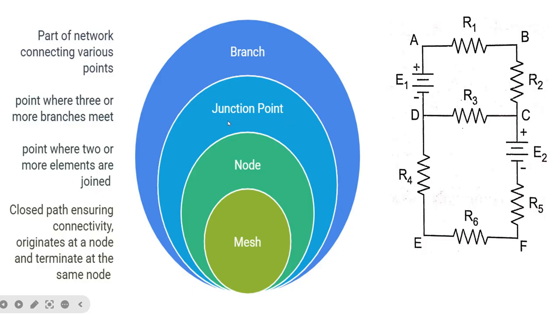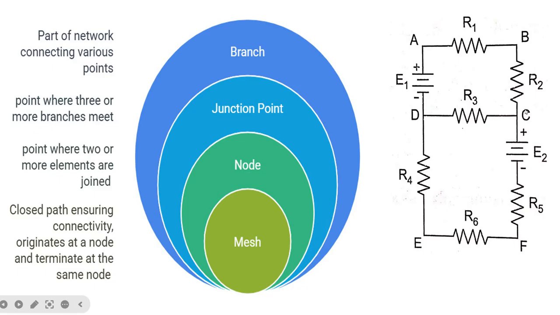What is a junction point? A point where three or more branches meet is called a junction point. So here you can see the point C and the point D. These two are nothing but the junction points because here three or more branches are meeting. B and A are not junction points because here only two branches are meeting.